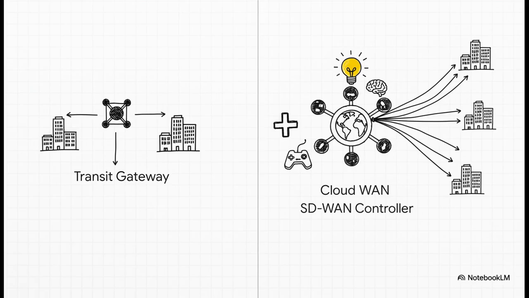And here's a fantastic way to think about it. If you already know Transit Gateway, that regional network hub, just think of Cloud WAN as its bigger, smarter global sibling. It takes all the power of a TGW, scales it up globally, and then bolts on the intelligence of an SD-WAN controller right on top.